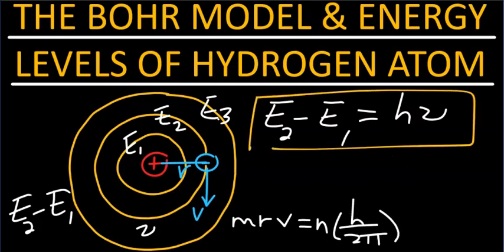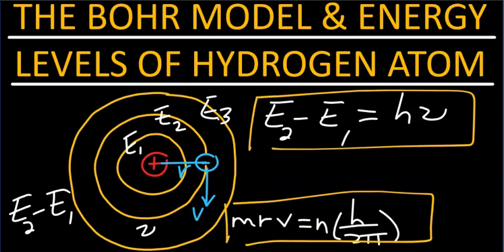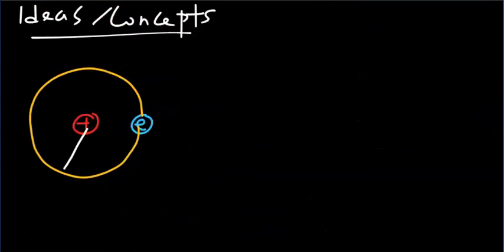Using these two results, now we can derive the energy levels of hydrogen atom. So let's do just that. Again, let's look at the schematic diagram of a hydrogen atom. The radius is r. The electron is moving like that with a tangential or orbital speed of v. The charge of proton is q. The charge of electron is q.